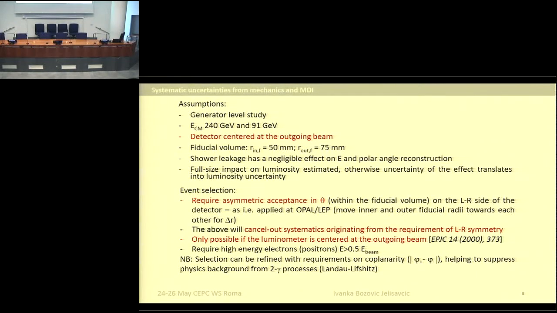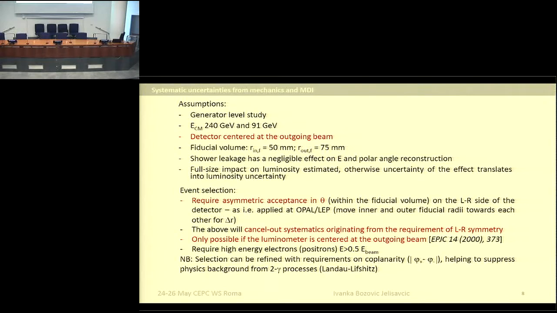These are the assumptions of the study. Everything is done at the generator level. Basically, everything is projected on the LumiCal front plane, including initial state radiation, assuming the detector is centered on the outgoing beam. This is very important because if this is true, then in a very simple way, you can require asymmetric acceptance in theta, as has been done at LEP. And as you are going to see, it will either lead to a cancellation of some systematic uncertainties or it will significantly relax the requirements. So in order to do so, you really have to have the luminometer centered on the outgoing beam.